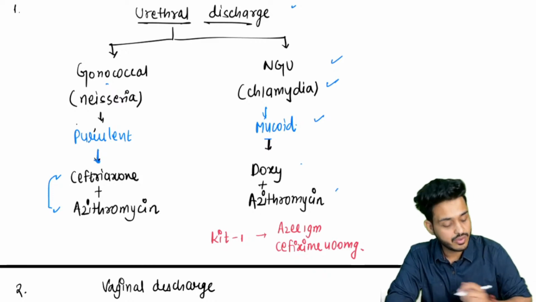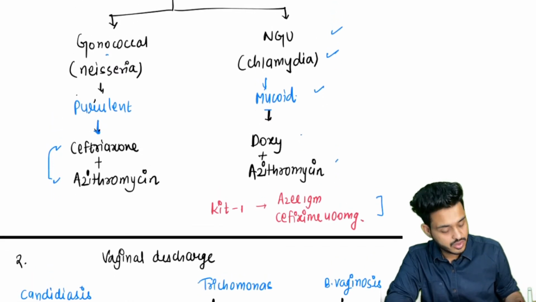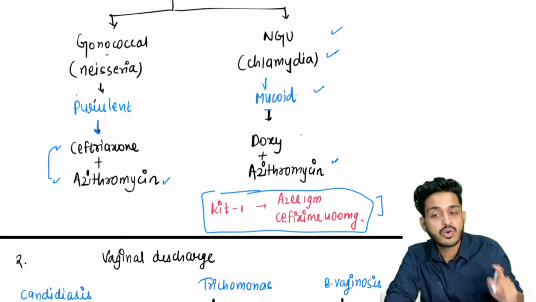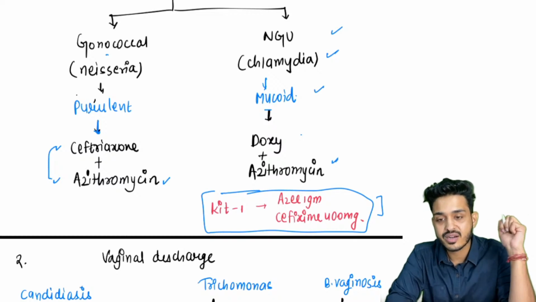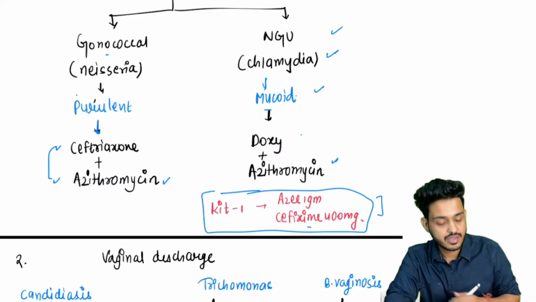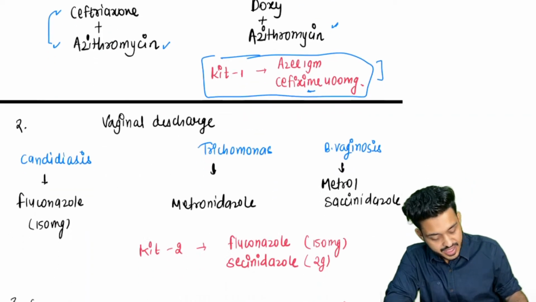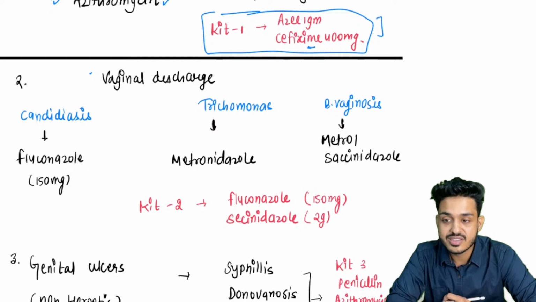So what I can give is azithromycin along with the cefixime, okay. So kit 1 is made. What did we do in the kit? Azithromycin is used in both, so we are giving azithromycin, along with that ceftriaxone is an injectable drug, right? So we can give a broad spectrum cephalosporin, that is your cefixime. Cefixime we can give orally, right? So we are giving cefixime 400 mg. Clear?